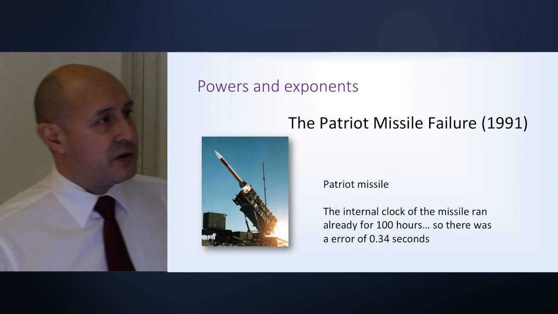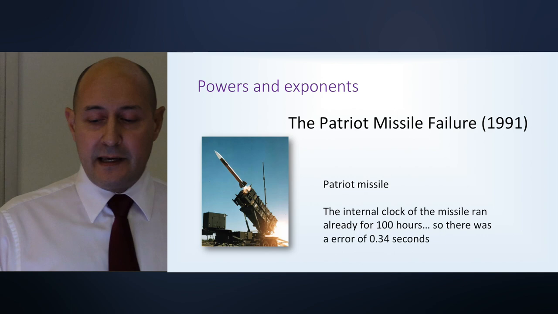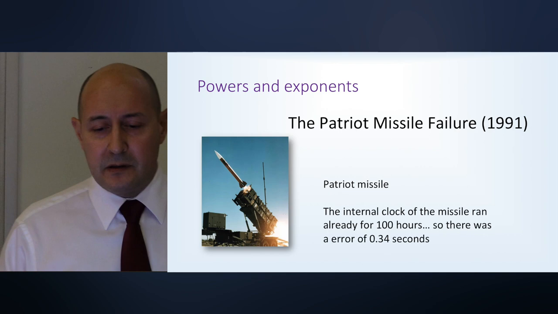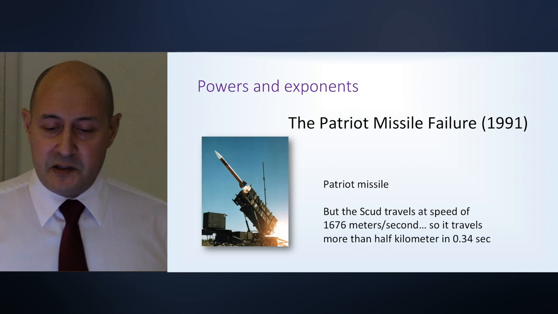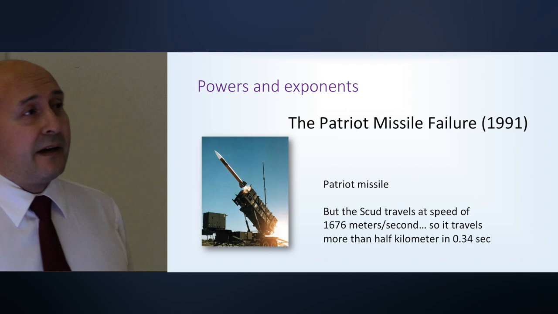And you may say, well, that doesn't sound like much. But the internal clock of this missile was already working for 100 hours, so there was an accumulated error, right? And that ended up being 1/3 of a second, 0.34 seconds. But still you can say, that's very small. Well, the problem is that this missile travels at a speed of 1,676 meters per second, so it's quite fast, right? So in 1/3 of a second, this missile is going to travel more than half of a kilometer. So the Patriot missile actually failed to catch it, right?